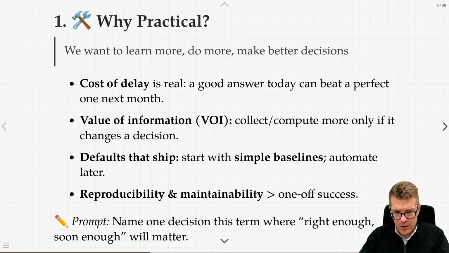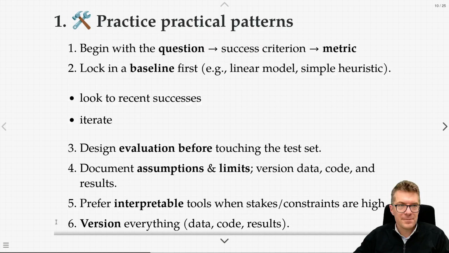So I'd like you to pause the video now and think about this prompt for a moment. The prompt is to name one decision this term, during this course, where making a decision right enough and soon enough will matter. It'll be important to deploy something or submit something that is good enough and can be accomplished in a reasonable time frame. However you want to interpret that, this is not for marks. Think about it, write it down in your notebook, and then unpause the video when you're ready.